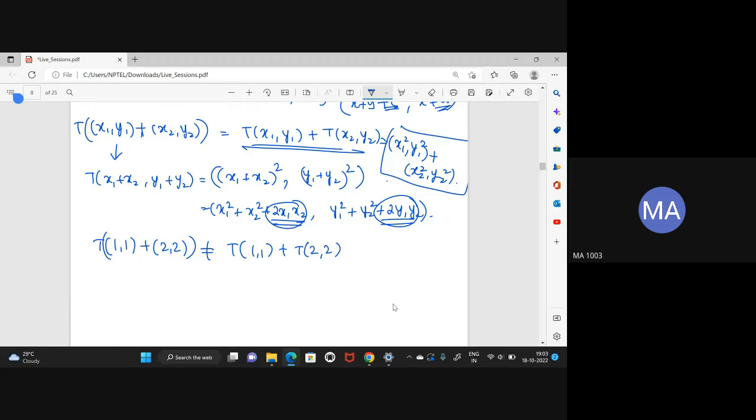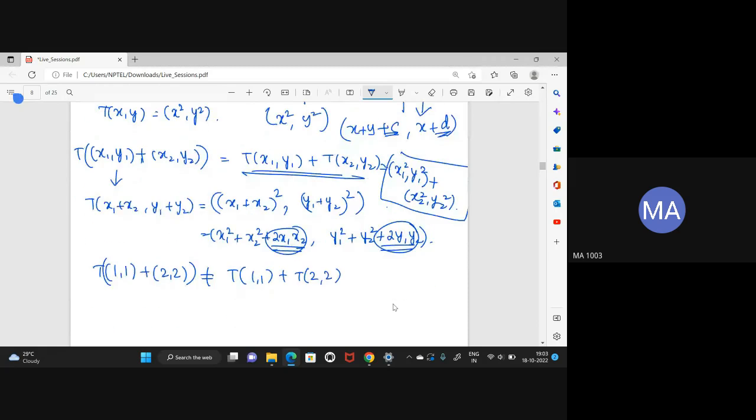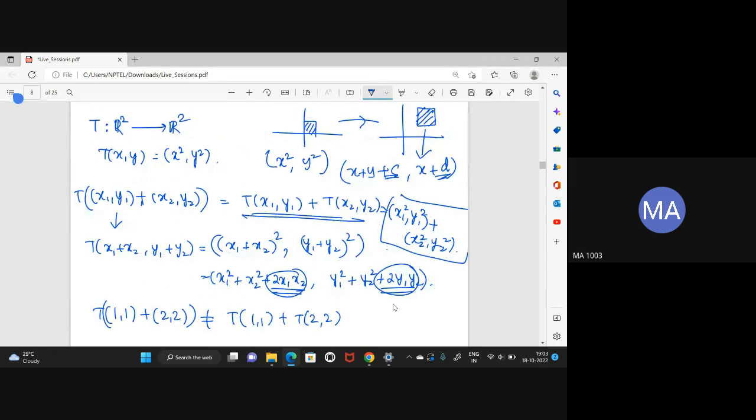Right? That is why it is not a linear transformation. Not because it has more than one pre-image or things like that. It's definitely not an onto function, but it is not even a linear transformation.